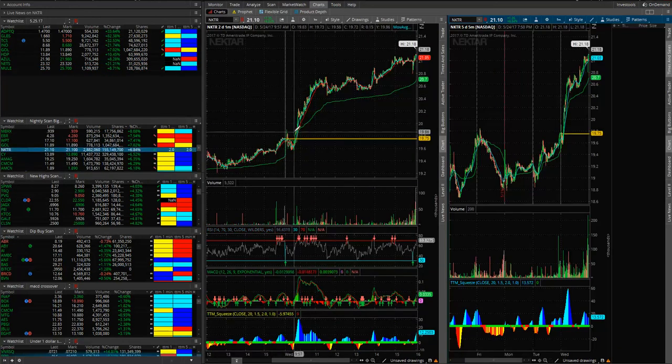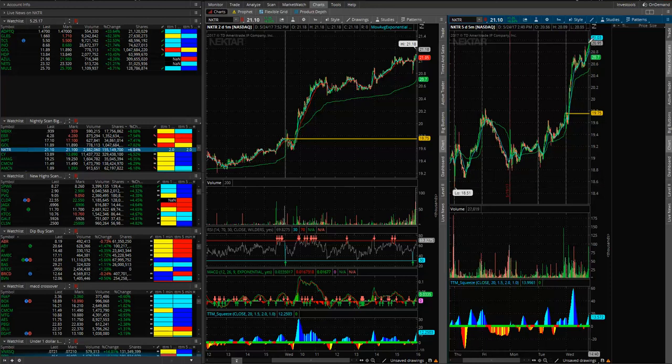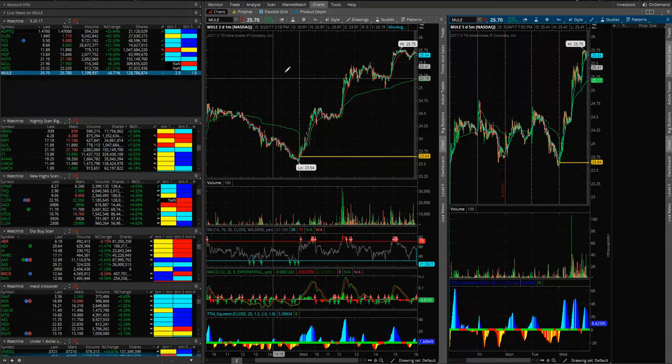NTKR had a tremendous move. I've traded this in the past. This was $18 5 days ago. It's at $21. What do I think is going to happen tomorrow at the open? This thing is going to pull back, and you're going to have a nice short opportunity. Doesn't mean that it's not going to continue up. It's just going to present a nice shorting opportunity at the open.